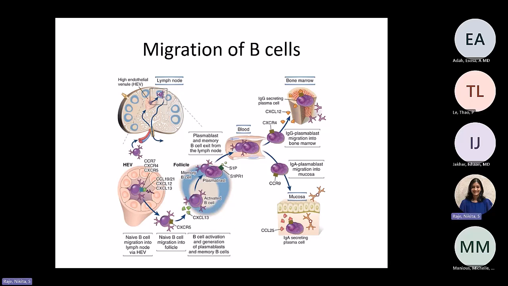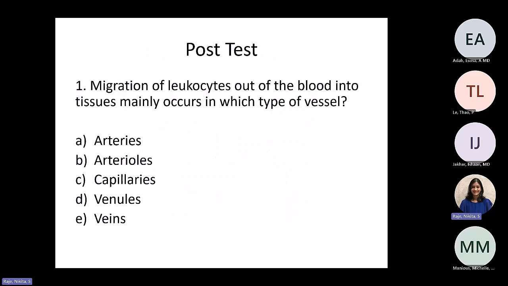All right. I think this is the summary of what we talked about. And then let's go over a couple of questions. Migration of leukocytes out of the blood into the tissues mainly occurs in which type of vessel? Should be venules. Okay, venules is correct.